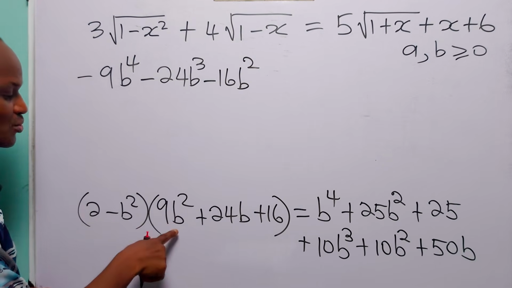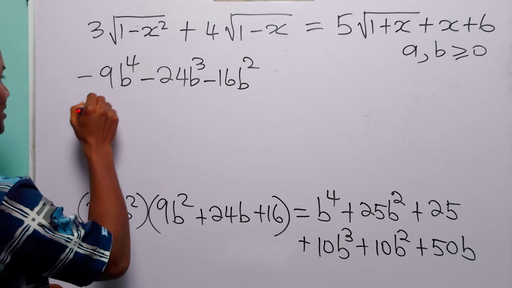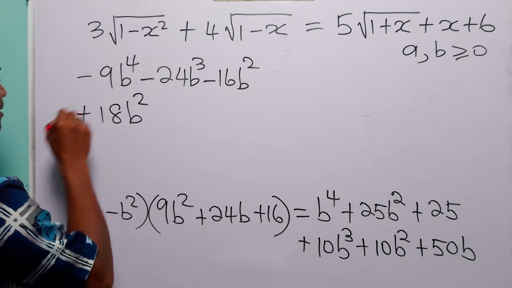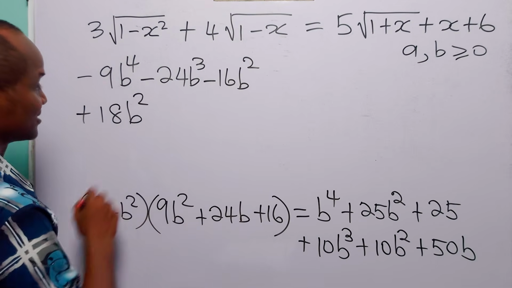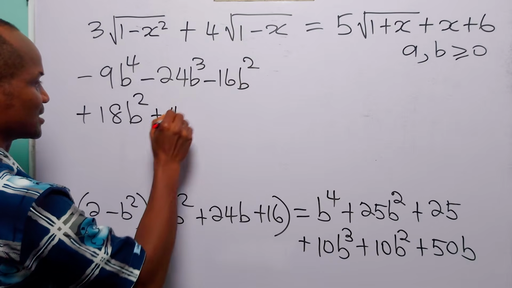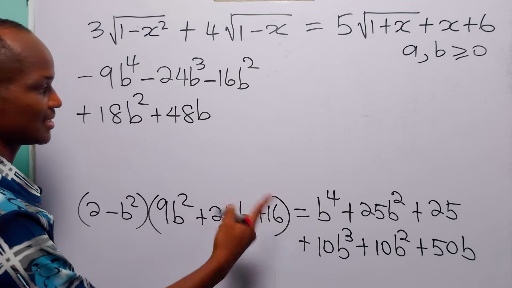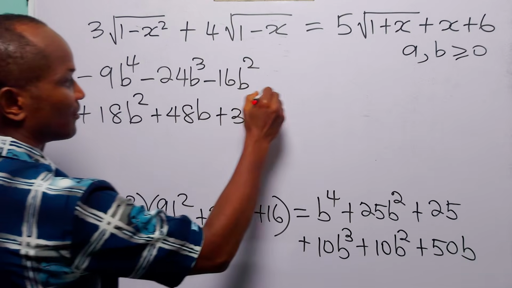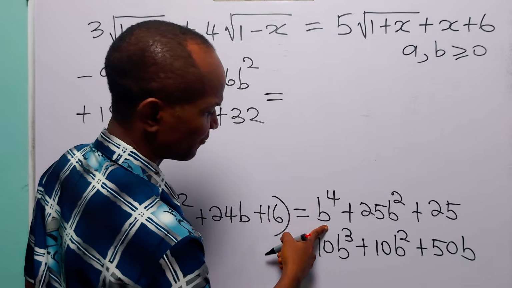Then we have 2 times 9b squared. That is going to give us 18b squared. Of course, this is plus. We have 2 times 24b. That is going to give us 48b. And we have 2 times 16. That is going to give us 32. Now, this is equal to, we have b to the power 4.